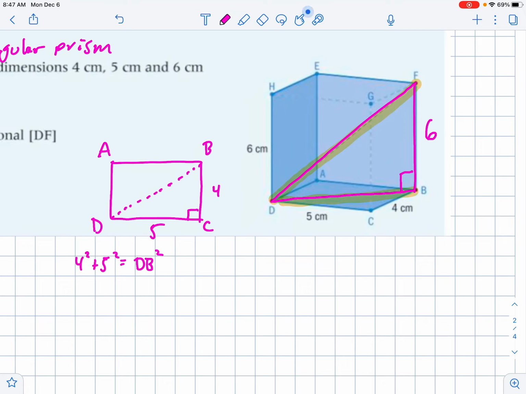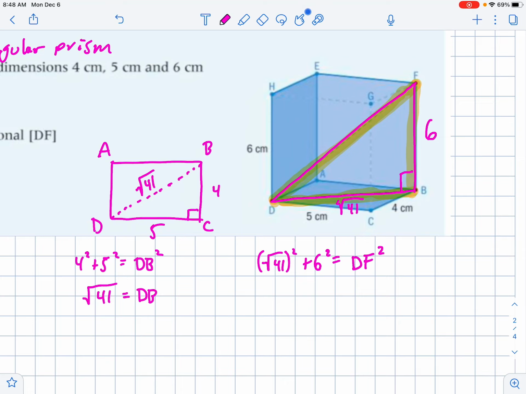16 plus 25. Brain's not working today. 41. So the square root of 41 is equal to DB. So in my diagram, this is root 41, but also over here, that's the square root of 41. Then in this big triangle, it's another right triangle. I know two sides and I'm trying to find the hypotenuse. So I can use another Pythagorean theorem to say that the square root of 41 squared plus 6 squared is equal to DF squared.